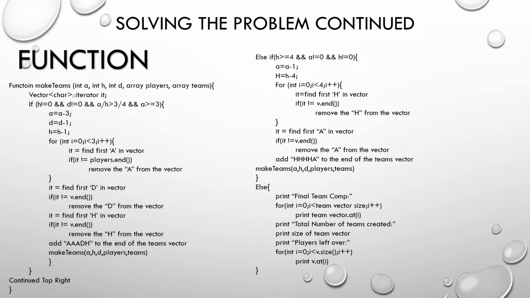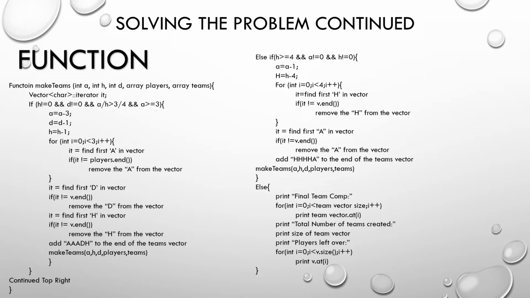So the make teams function is kind of where all the magic happens. We have an input of A, H, D, and our 2 arrays. Then we set our iterator. The way I went about solving this problem is doing more of a ratio. So if A over H is greater than 3 over 4, then most of the time I want to try to run the 3 attackers scenario. But obviously H can't equal 0 in this scenario, and D can't equal 0 in this scenario.